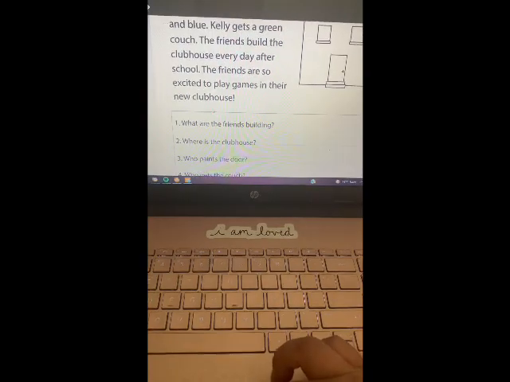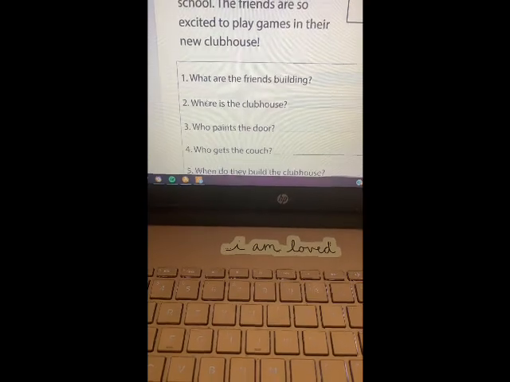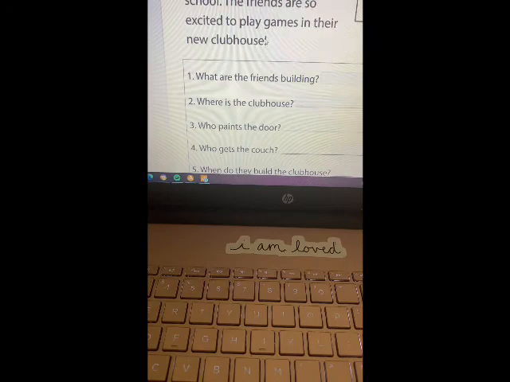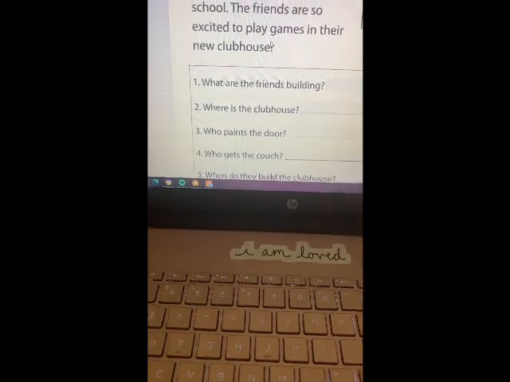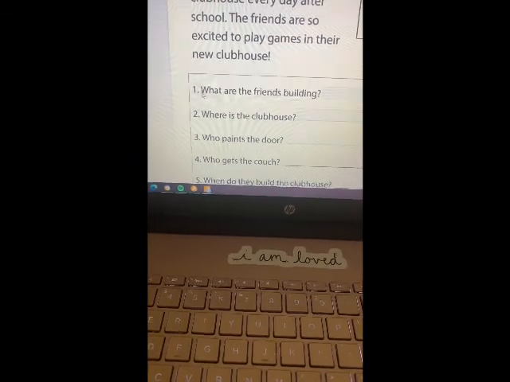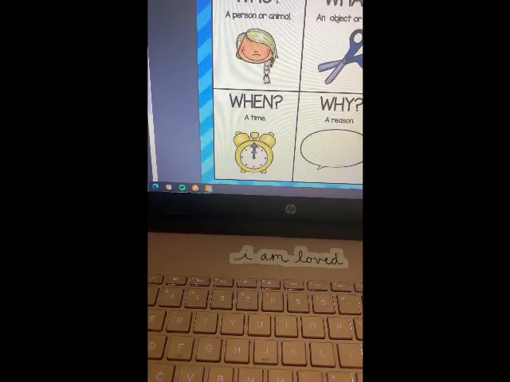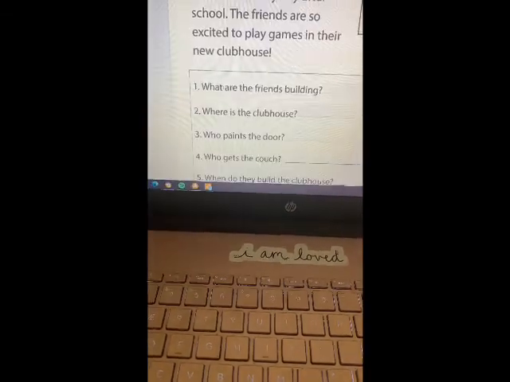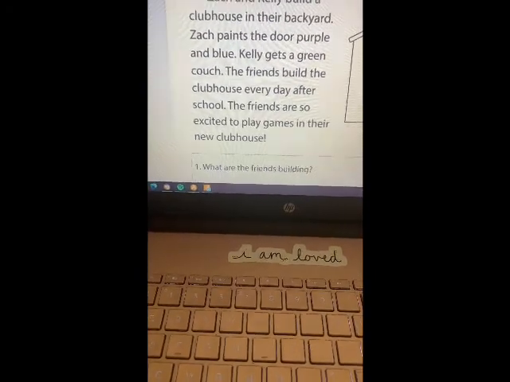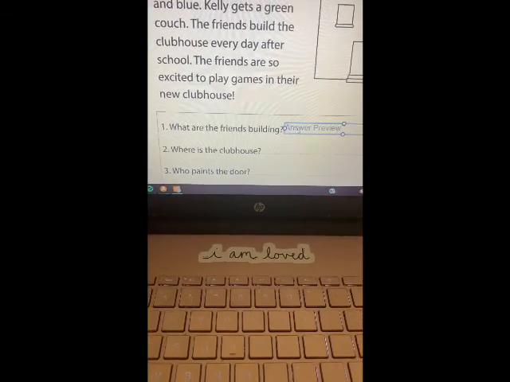All right, so now that we've read, we have our questions. Number 1, what are the friends building? You might remember, and you can find your answer really quickly, but we're going to go back and see what the word what is looking for. So what here is looking for an object or an action. So what object are they building? You can go back up and look. It's a clubhouse. So we could go ahead and type this in.